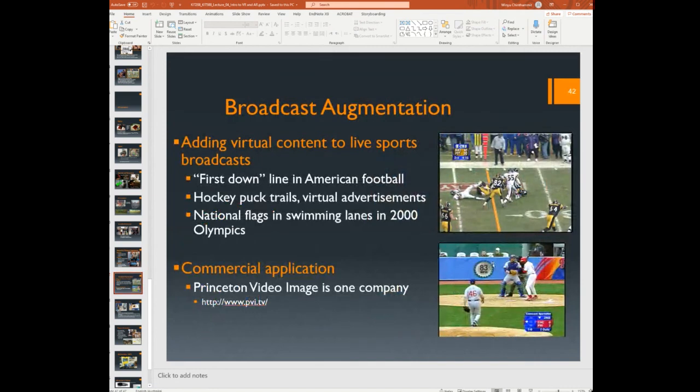This one we did very quickly. I talked about that American football before. This one is baseball. So you have this velocity that shows up in the current view. So that's this augmentation as well.